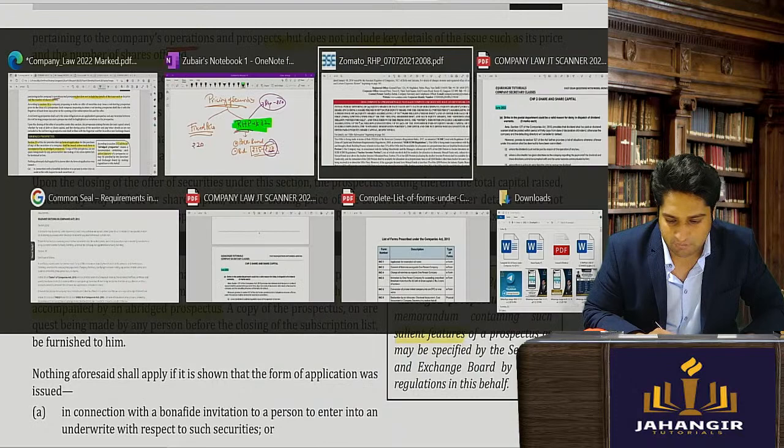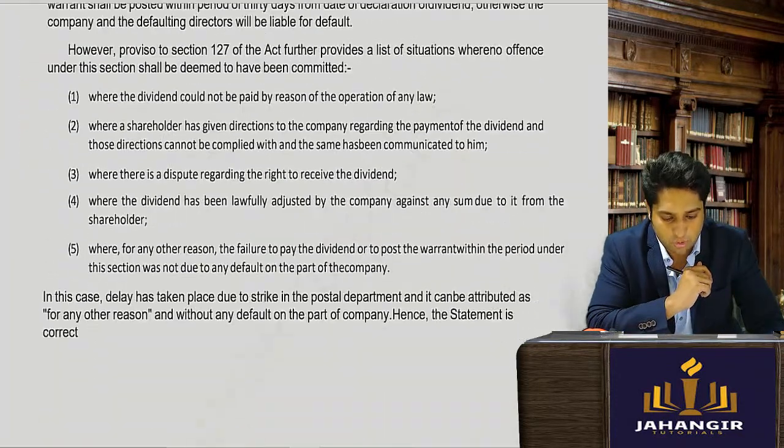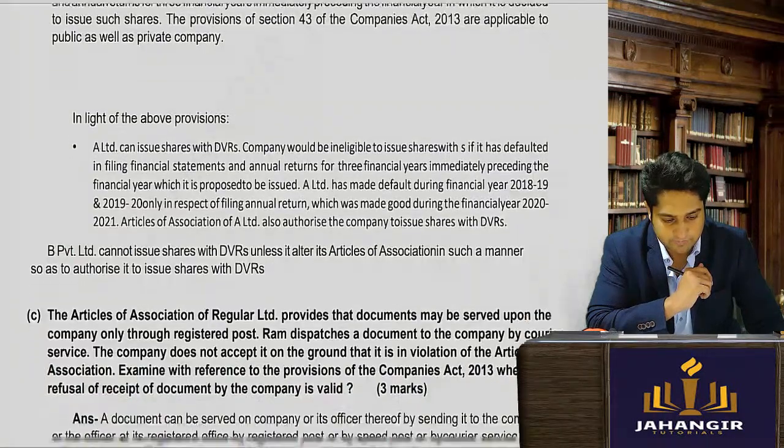Now there was an exam question with respect to red herring prospectus. Let's go to that and see what it is.